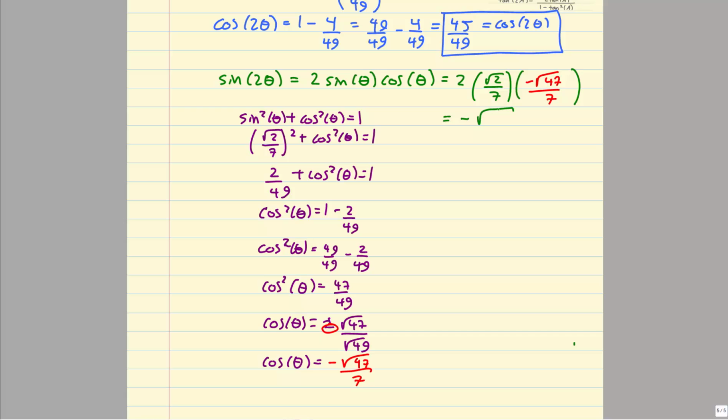47 times 2 is going to be 94. And then 7 times 7 is 49. So this is negative 2, sorry, I forgot the 2 from right here, root 94 over 49. This is the sine of 2 theta. That was the other one that we were asked to find.